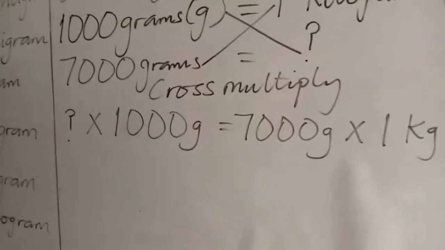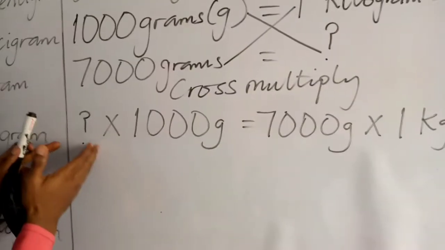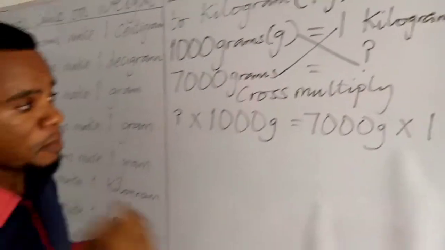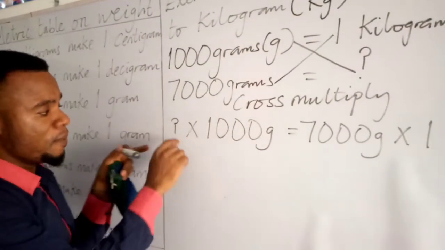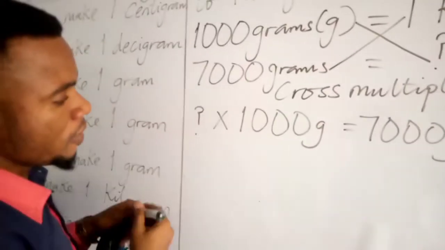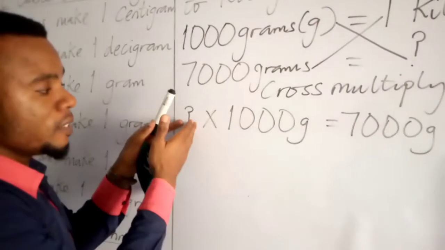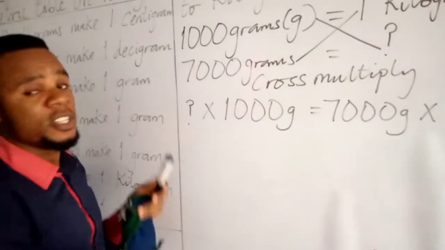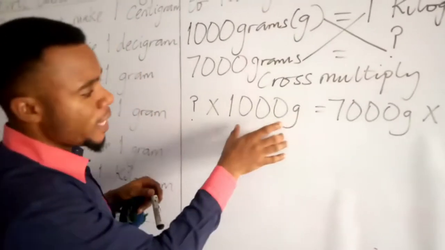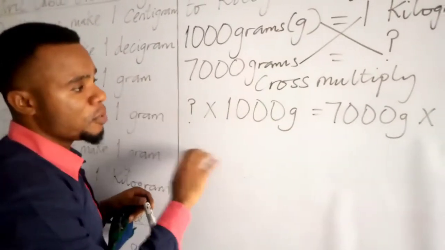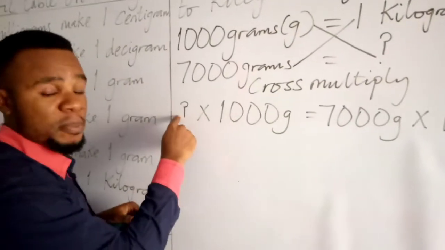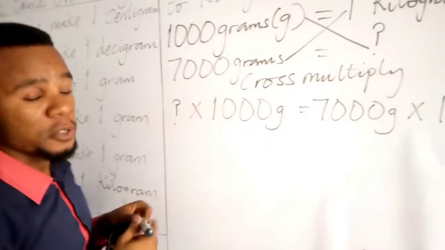Now we want to make the unknown stand alone, which is called making it the subject of the formula. We use division to make this stand alone. Remember, we are using multiplication, so the other side of multiplication is division. To take off this figure from the unknown, we have to divide both sides by what is multiplying the unknown. 1000 is multiplying the unknown, so we have to use that figure to divide both sides.